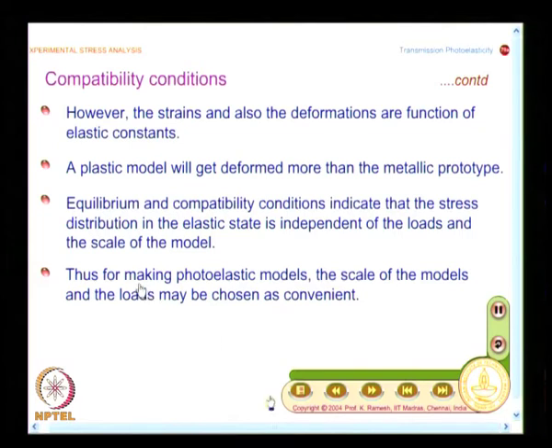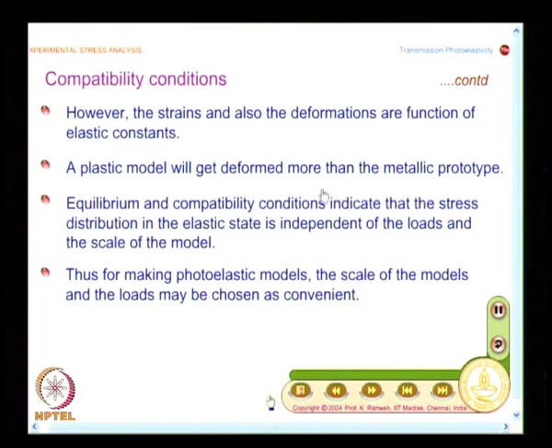And what you have here, when we make photoelastic models, the scale of the models and the loads may be chosen as convenient, and we will also keep in mind a plastic model will get deformed more. So, I should select the load such that I do not get into large deformation in plastic. The deformation and strain in the plastic model are matched more or less with the metallic prototype, that also we will see in the similitude conditions.